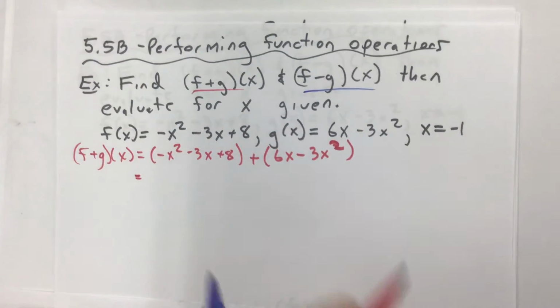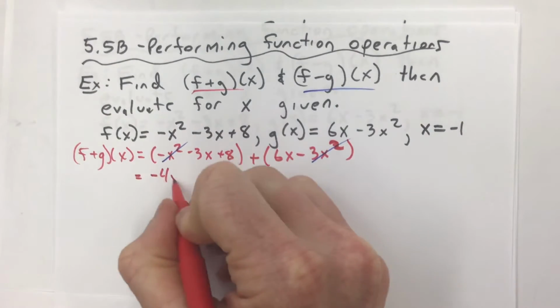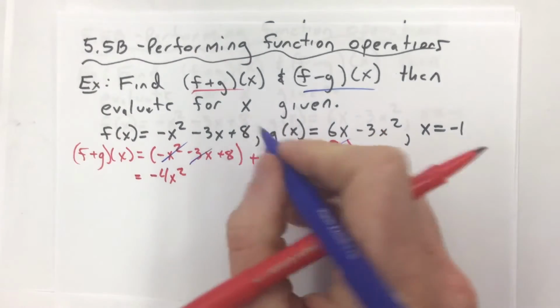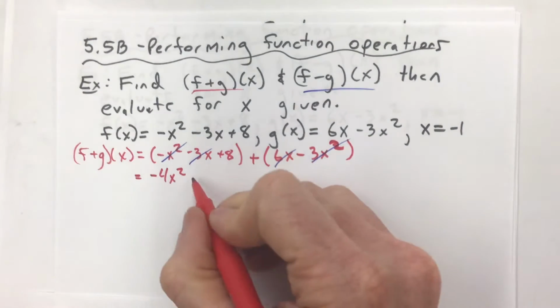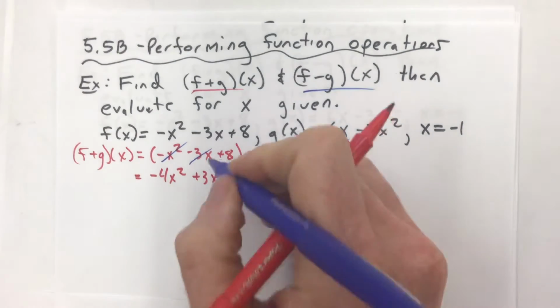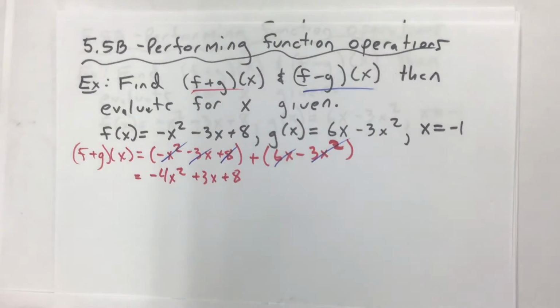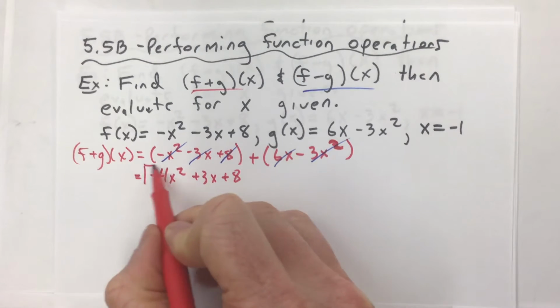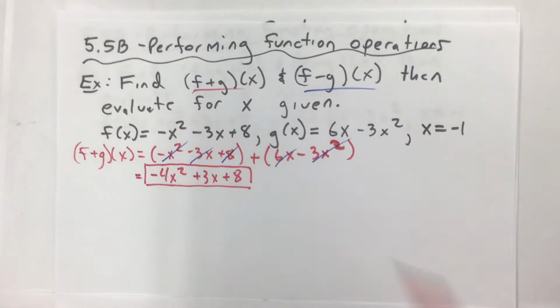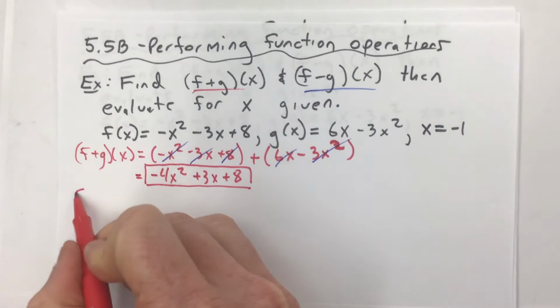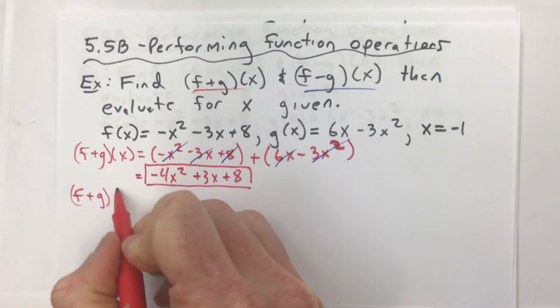So this equals -x squared minus 3x squared becomes a -4x squared. -3x plus 6x becomes a 3x plus 8. All right. So that's the answer for f plus g of x. Now, the next step for today is to evaluate for x equals -1. So we're going to find what f plus g of -1 is.